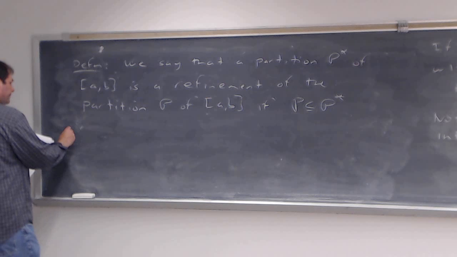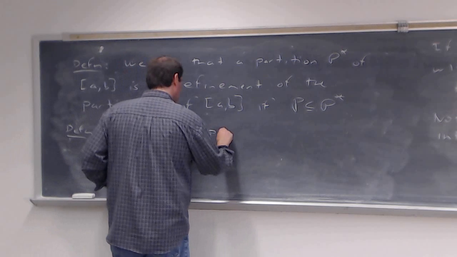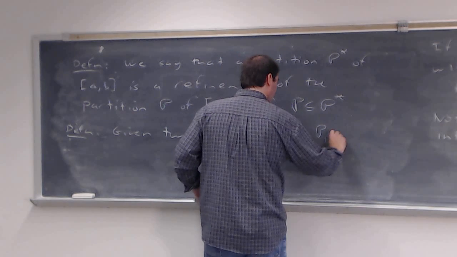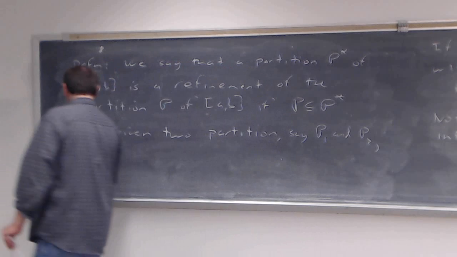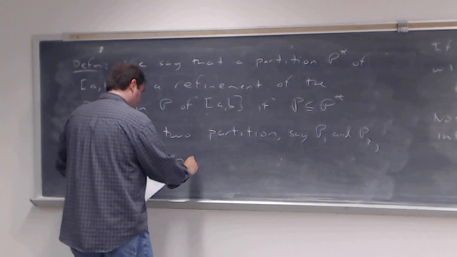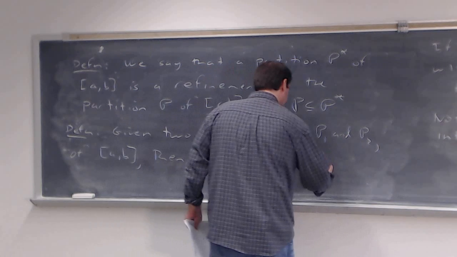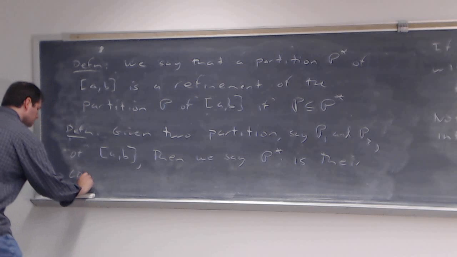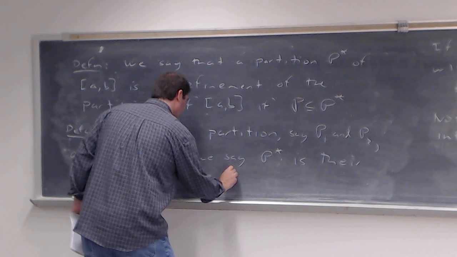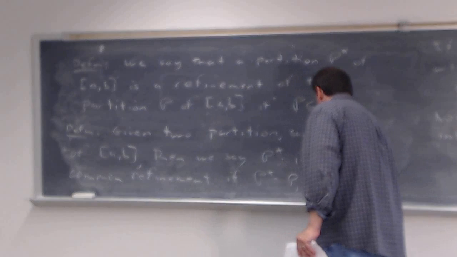Okay. And then, as a definition, given two partitions, say P sub 1 and P sub 2 of the interval from A to B, then we say P star is their common refinement if P star is equal to P1 union P2.